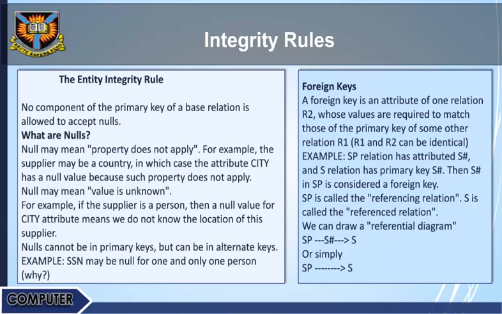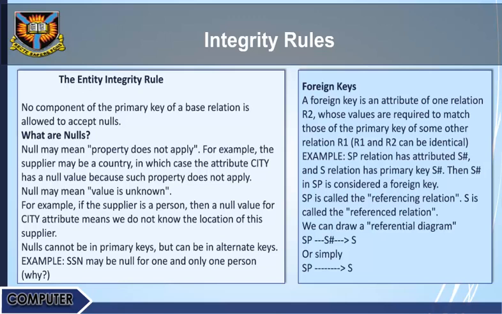What are nulls? Null may mean the property does not apply. For example, the supplier may be a country, in which case the attribute city has a null value because such a property does not apply. Null may mean the value is unknown. For example, if the supplier is a person, then a null value for the city attribute means we do not know the location of the supplier. Nulls cannot be in primary keys, but can be in alternate keys. Example: SSN may be null for one and only one person.